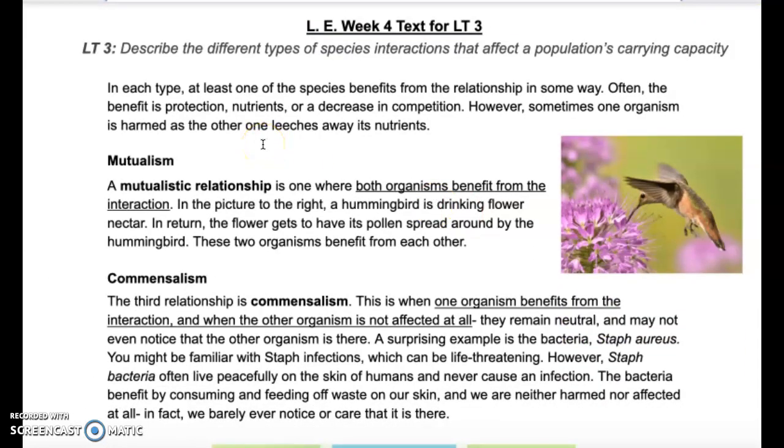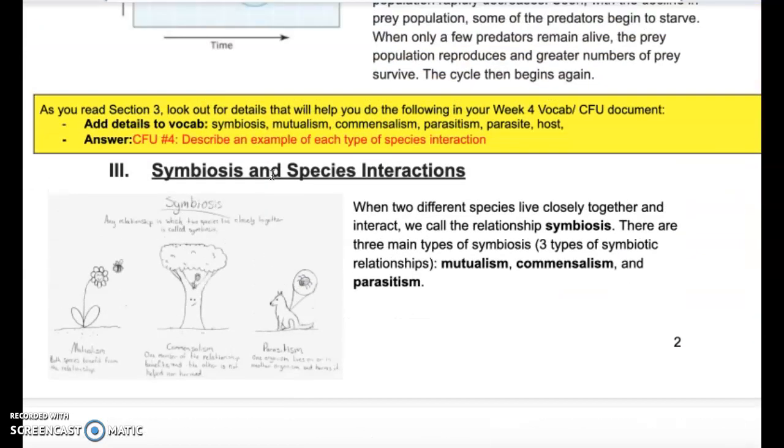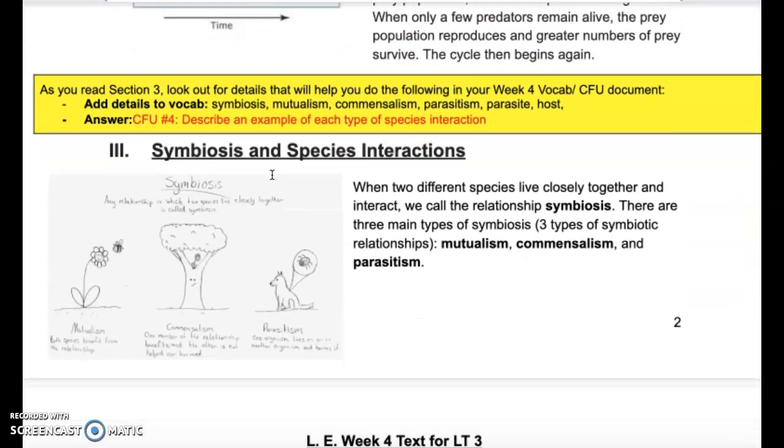In each type of symbiotic relationship, at least one species benefits from the relationship in some way. Often, the benefit is protection, nutrients, or a decrease in competition. However, sometimes one organism is harmed as the other leeches away its nutrients. So if you haven't already, pause and add a definition for symbiosis or symbiotic relationship, right?